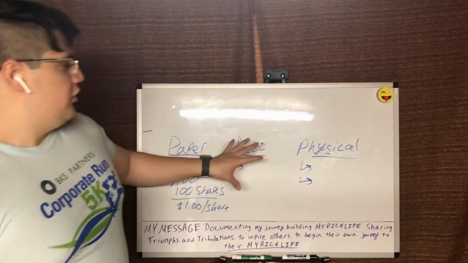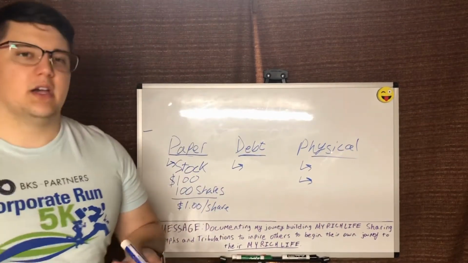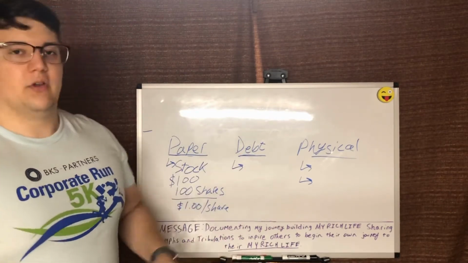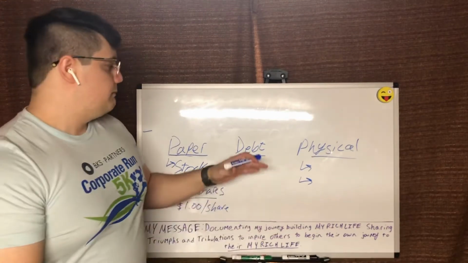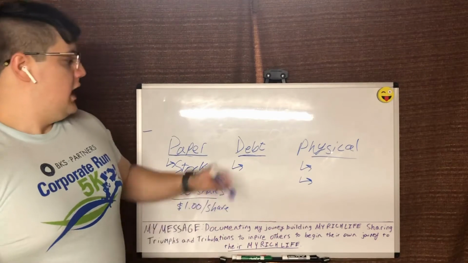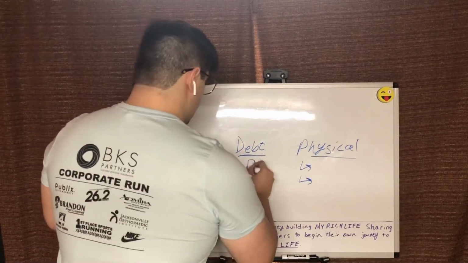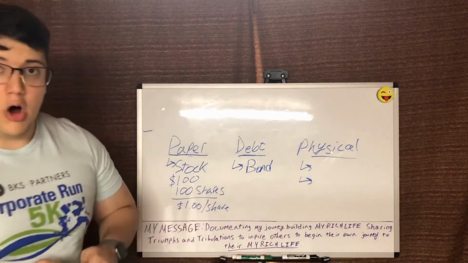Now, the second one, which is debt, is probably going to sound a little funky, and the reason why is because if you watched my last video with assets versus liabilities, I talked about how liabilities are really anything you owe, and when you think of debt, you think of what you owe. But in this case, I consider it an asset for one main reason. In this scenario, in what's going to be called a bond, you are the lender.